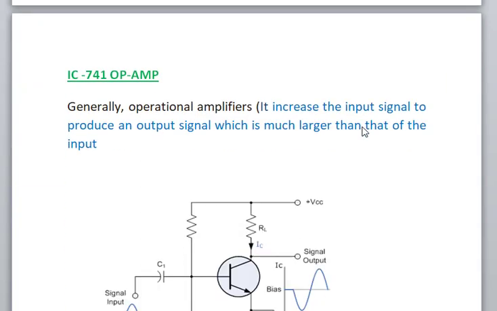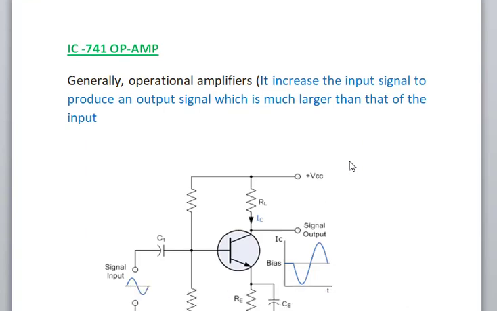What is an operational amplifier? It is an electrical and electronic IC741. The operational amplifier consists of two amplifiers inside it. What is an amplifier? The amplifier is an electrical and electronic circuit which increases the input signal to produce an output signal which is much larger than that of the input.